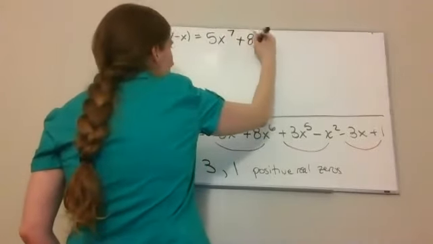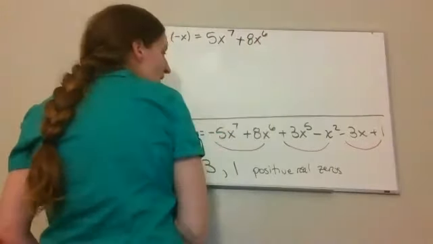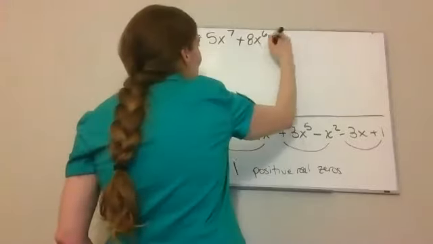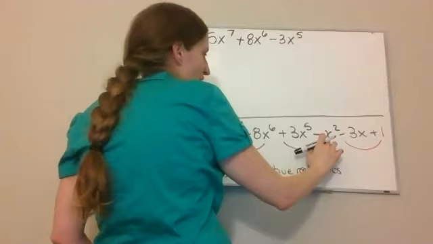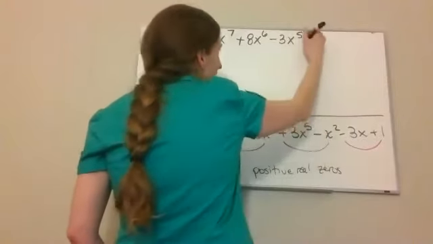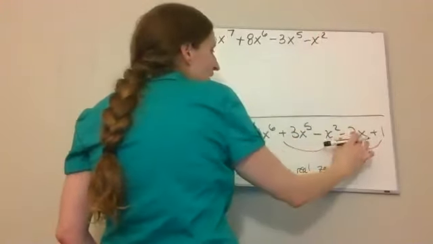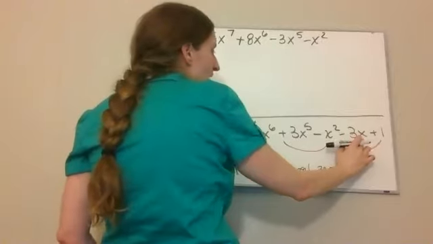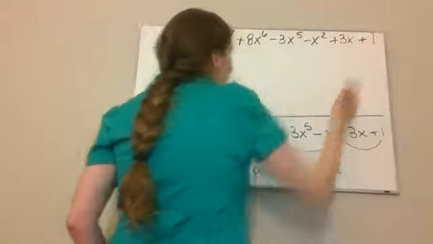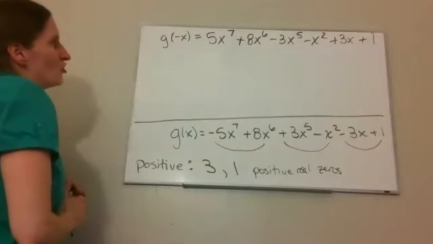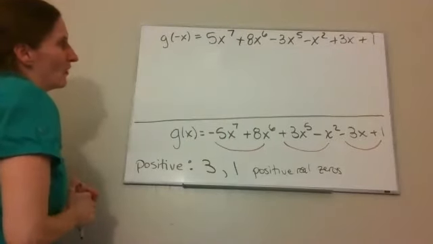The next one's to an even power, so it makes it positive. This one's an odd power, so it would be negative. This one's even power, so it'd be positive, but I have a minus in front. This one, negative 3 times a negative x would be positive 3x. And then my 1 has not changed. So that's g of negative x when it's simplified.